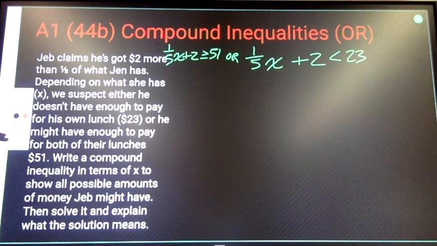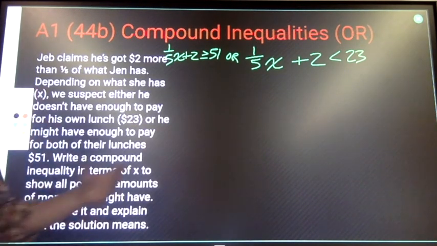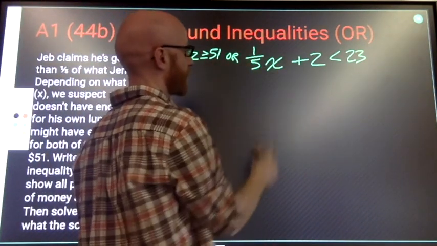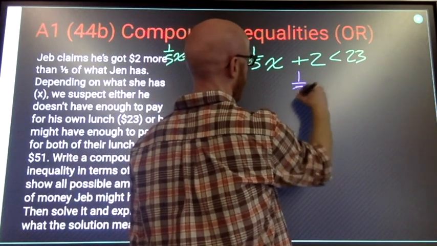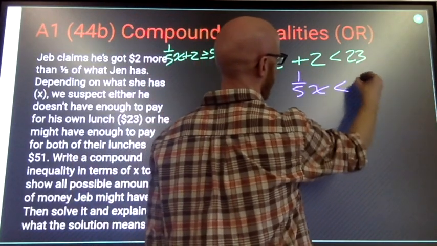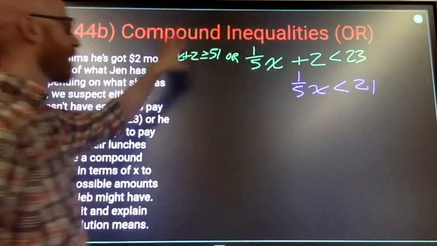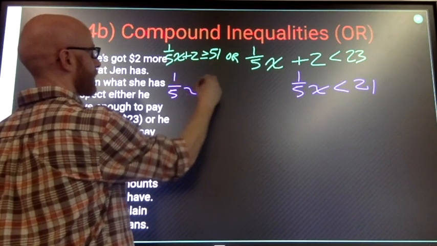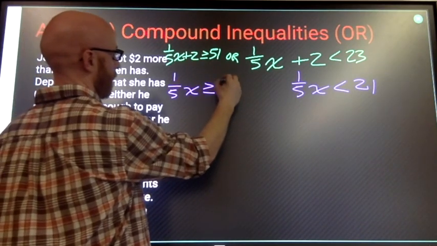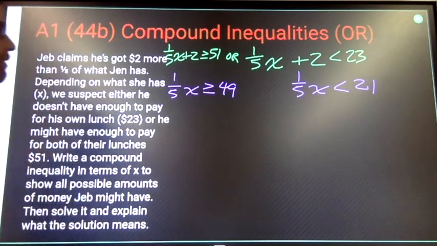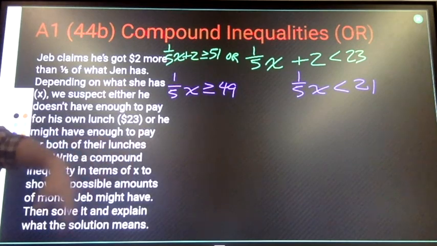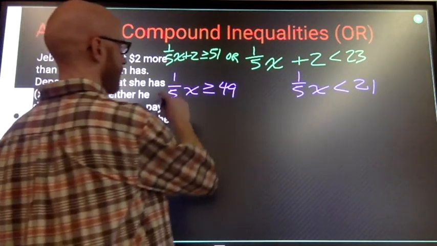Solving is not any different from last part A, really. You use an opposite operation. So again, I'm going to jump back and forth, subtract 2 from both sides. So we've got 1/5 X is less than 21 over here. If I subtract 2 on both sides here, we'll have 1/5 X is greater than or equal to 49. I can get rid of that 1/5 by multiplying by 5 both sides.